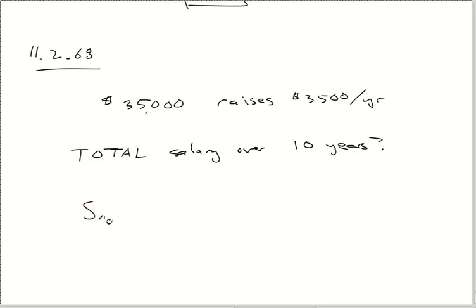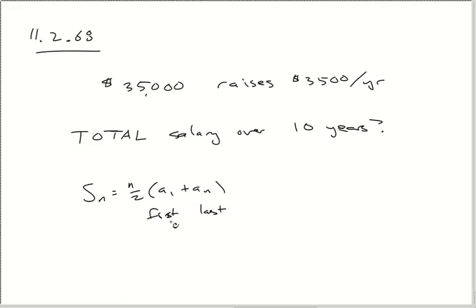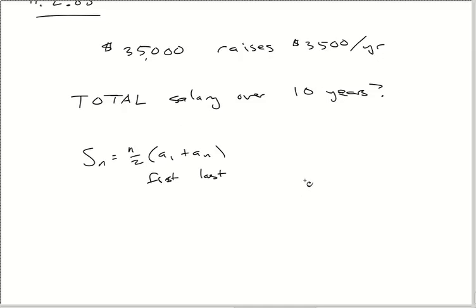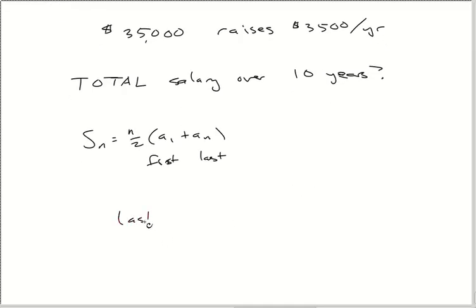Well, they're saying this Sn is equal to n over 2, a1 plus an. Remember that this is the first, and this is the last. I have the first, actually. This is my first. I don't have the last. So to find my last, I have to use that other formula, a1 plus d times n minus 1. I have those numbers.